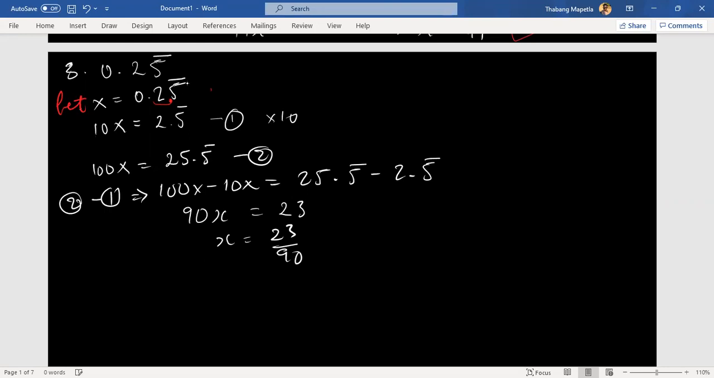Multiply this side by 10, multiply this side by 10. Now we have our major goal. Our decimal is there just next to our repeating set, and that is what we are going to call our equation 1.